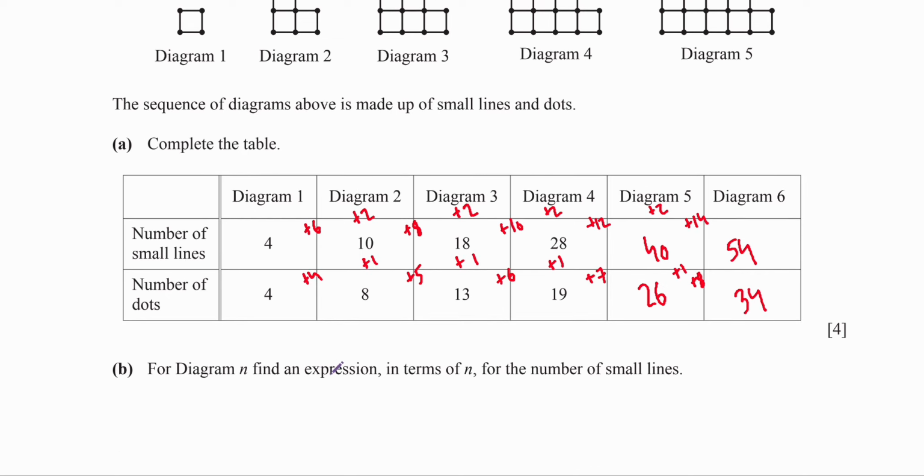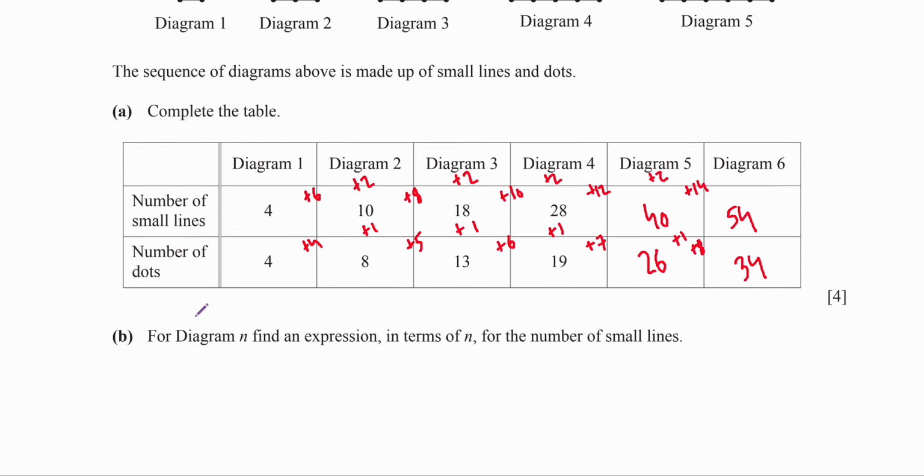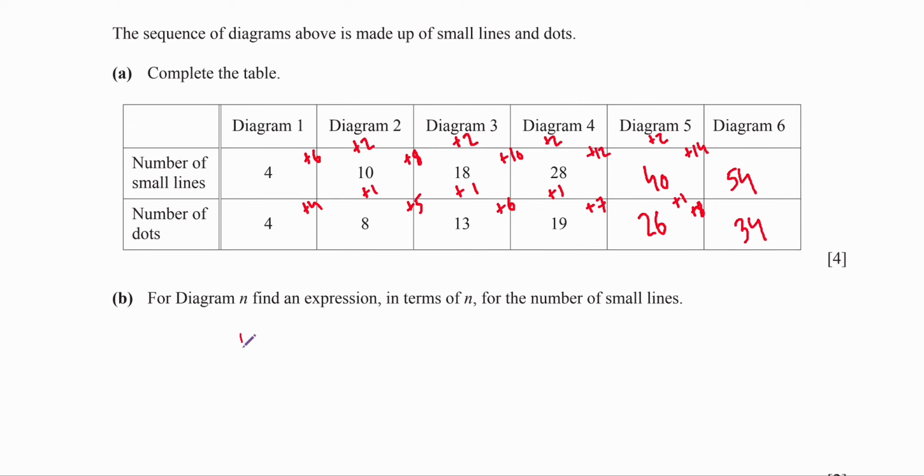But now it says for diagram n, find an expression in terms of n for the number of small lines. Okay, so we're looking at this right here. We don't care about the number of dots right now. So how would we find the number of small lines? So we have the sequence 4, 10, 18, 28.